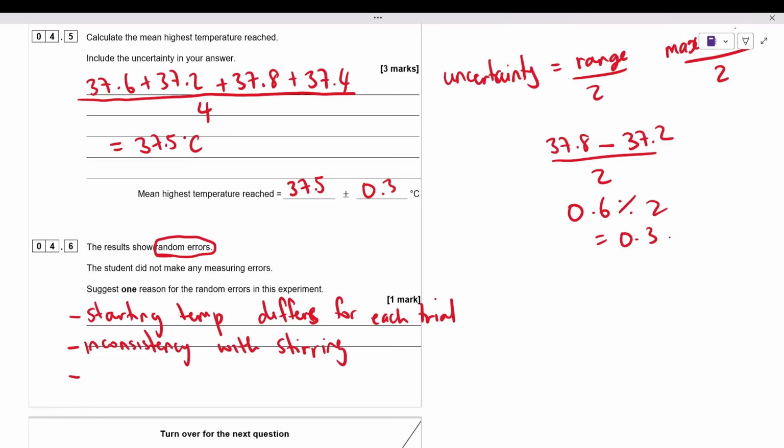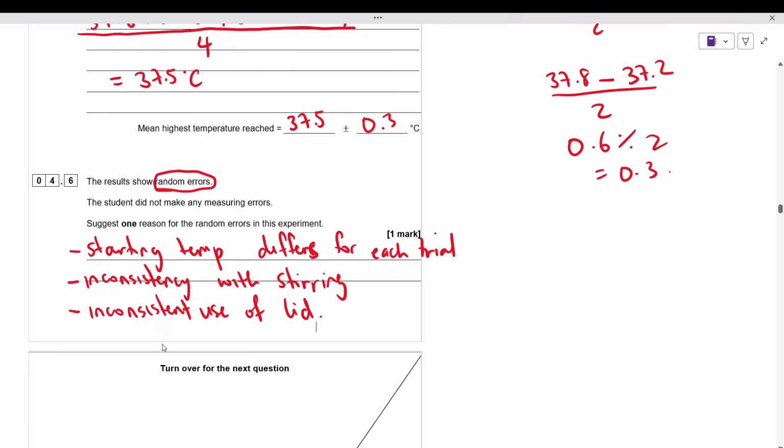It could also be inconsistent use of the lid, right? You're manually placing the lid over once you've added the zinc solid. So the time it takes for you to do that will differ each time, even by a few seconds. That could lead to some of that heat being lost to the environment before you put the lid on, which could affect that maximum temperature. Okay? So that's something that could potentially happen.